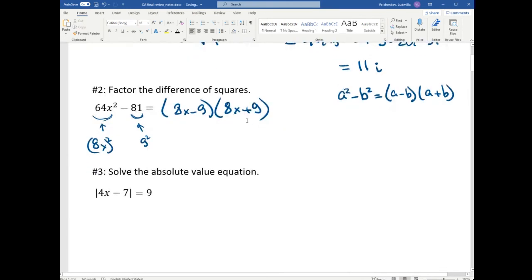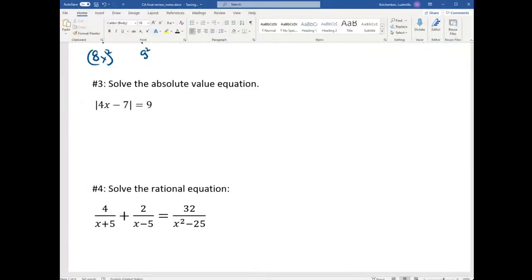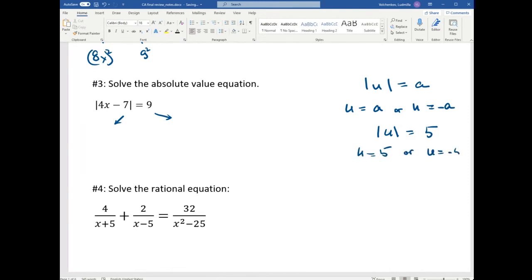That's all. Absolute value equation. For an absolute value equation like the absolute value of u equals a, it means that u can be either equal to a or u equals negative a. So one absolute value equation actually includes two normal equations; it is equivalent to two equations. Like if the absolute value of u equals 5, it means that u can be equal to either 5 or negative 5. So it is simple when it is just a number.